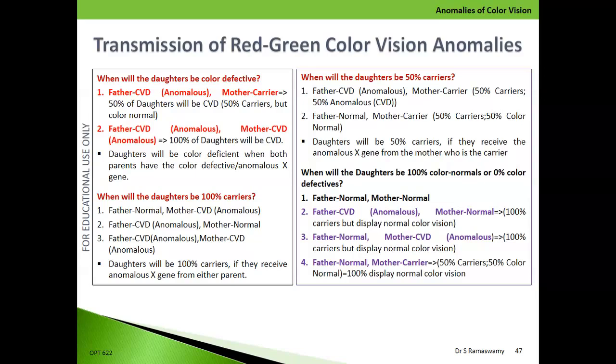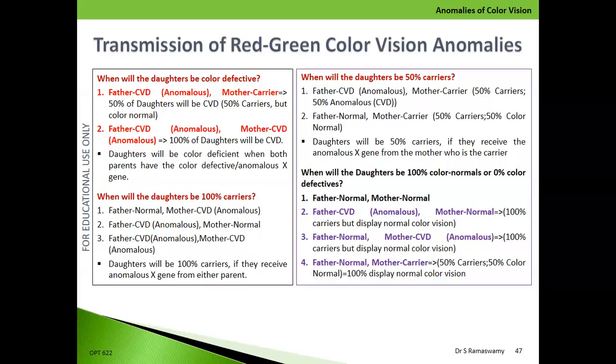So daughters will be 50% carriers when the dad is color defective and mom is the carrier, or when the dad is normal and the mother is carrier. So in both these situations, the daughter will be 50% carrier. So in a sense, the daughters will be 50% carriers if they receive the anomalous X gene from the mother, who is actually the carrier. So in both situations, you see above, the mother was the carrier.